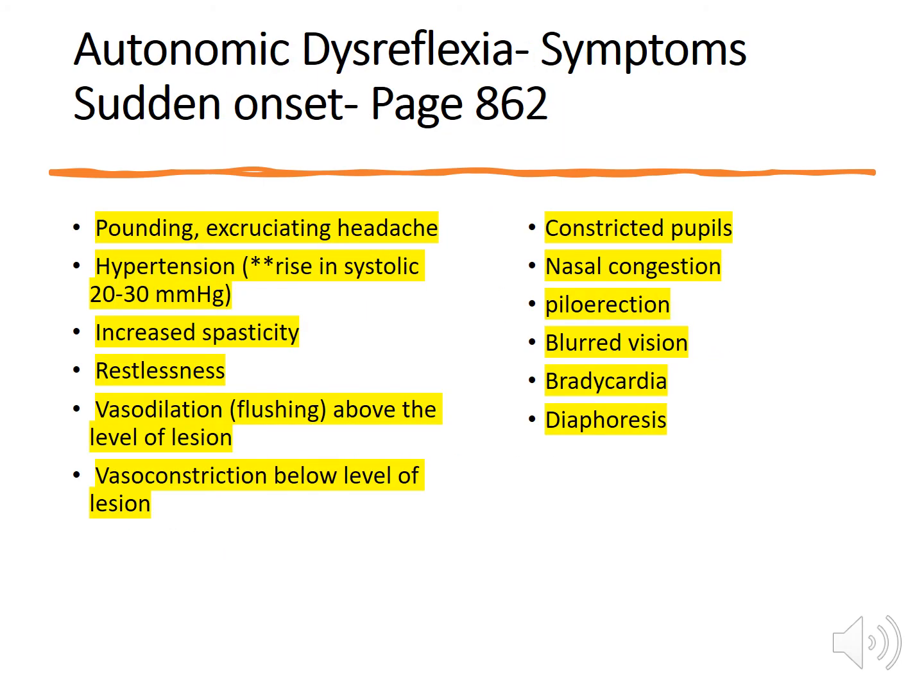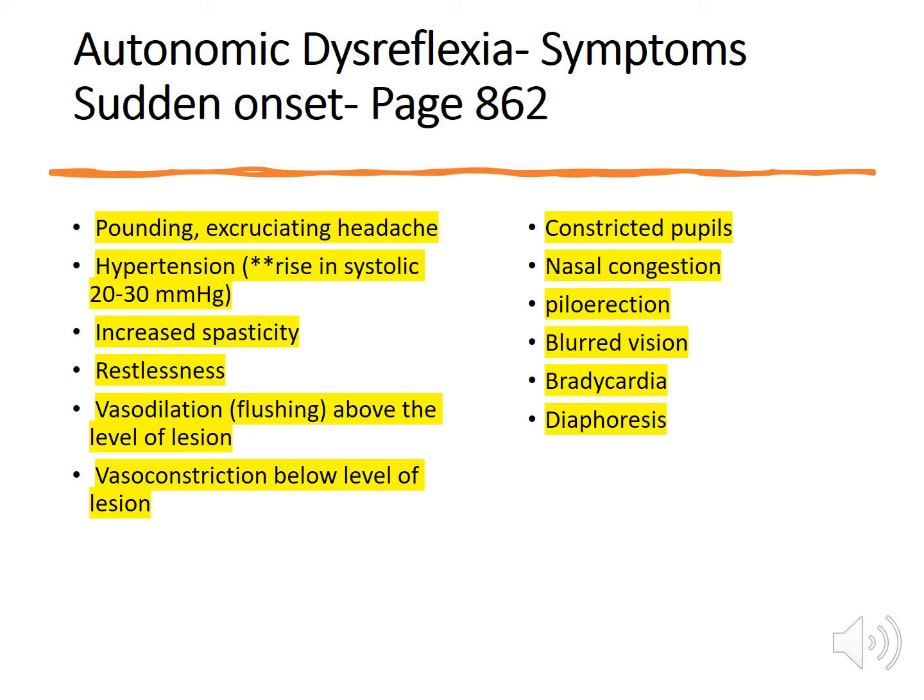So it is very important to know the symptoms and that these symptoms are of sudden onset. You could be working with a spinal cord injury patient in the gym and all of a sudden they start saying that they have an excruciating headache. If you take their blood pressure, it is going to rise. They're going to have increased spasticity. They're going to have apprehension and restlessness. They're going to be very anxious.